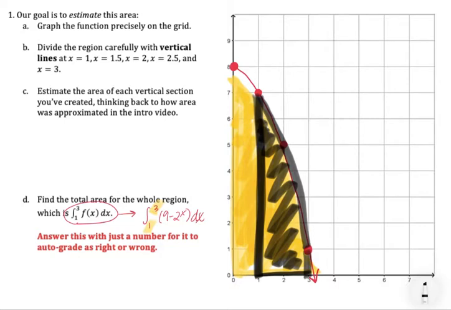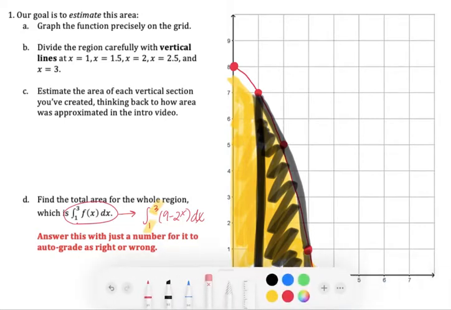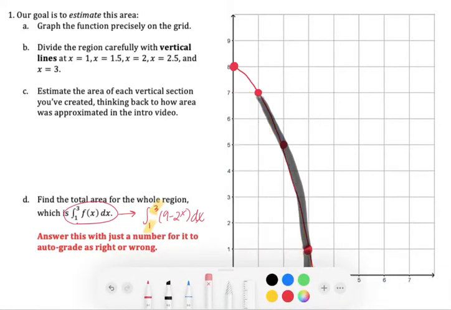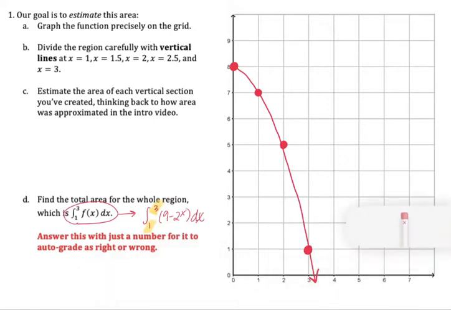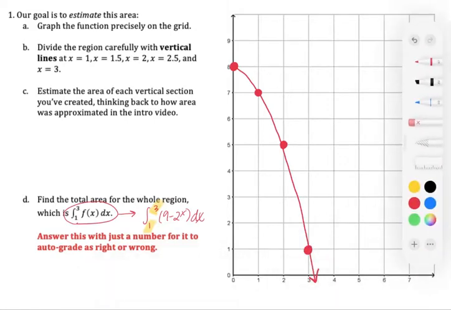But that's not something that I have an equation for. It's not a circle, so I can't use pi r squared. It's definitely not a rectangle or a trapezoid or a triangle. It's none of the above. So I have to get a little bit more creative about how I want to break this up. That's where it tells me to take some vertical lines and draw them at 1, 1.5, 2, 2.5, and 3.